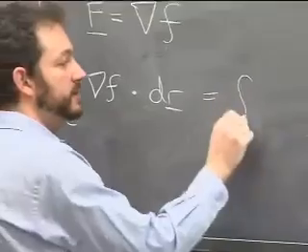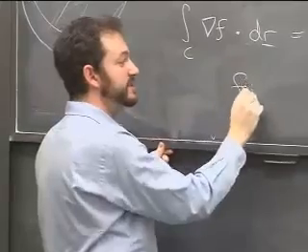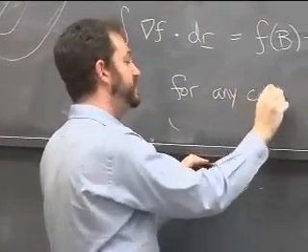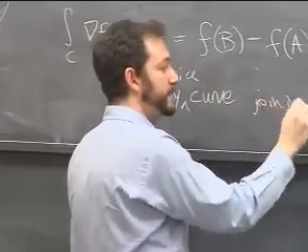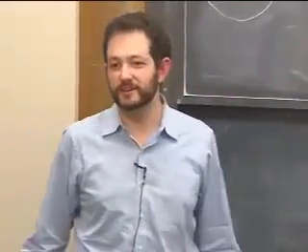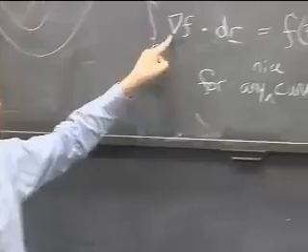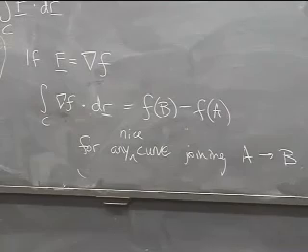If this is true, then this is equal to f of B minus f of A for any curve C, any nice piecewise smooth curve joining A to B. Beautiful. It's just stunning. It's a fundamental theorem of calculus, actually. The integral of the derivative, because the gradient's a derivative, is the function at the end minus the function at the beginning. I sort of have time for one example.